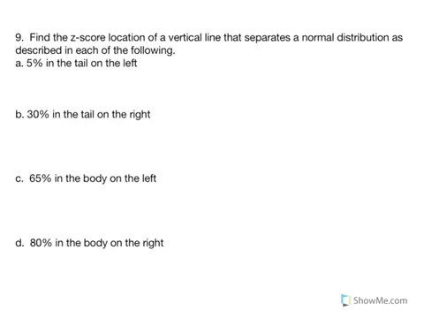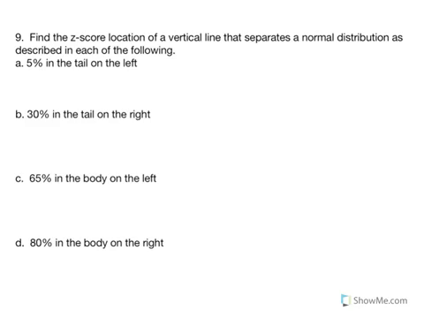Number 9, we're going to find the z-score location of a vertical line that separates a normal distribution as described in each of the following. So this process is slightly different than what we've been doing thus far. And this is the process of developing a skill that's going to enable us to identify what an X value is that represents the top 5%, the bottom 60%, and other things along those lines.